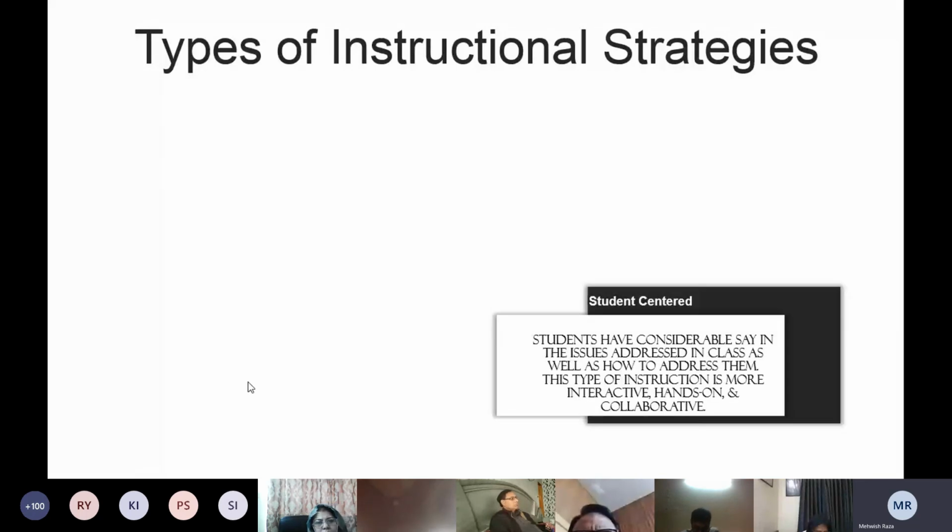The first category is student-centered teaching strategies or instructional strategies. I'm sure you all know about it. I'm sure that you all know that these are the activities where students are more in command. They know how to address their issues. They know what is the learning outcome. How are they going to steer their learning experiences to achieve those learning outcomes which you have planned for them.